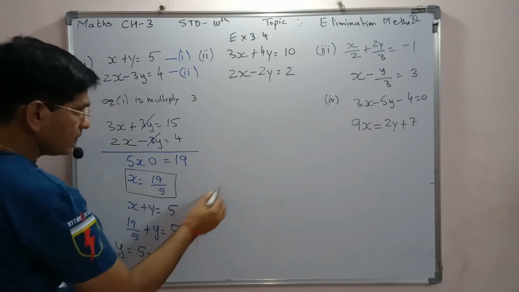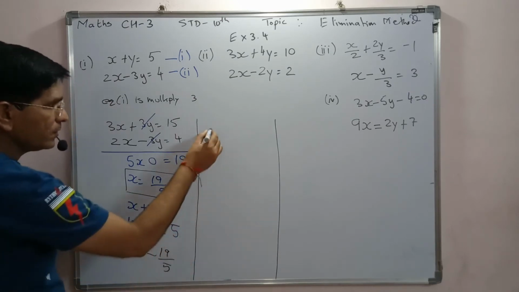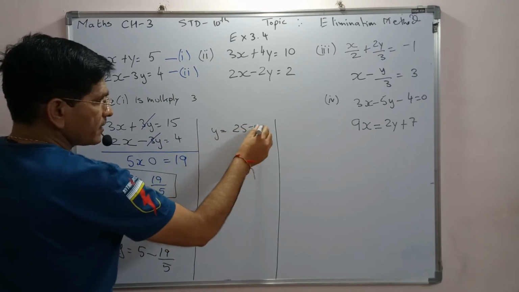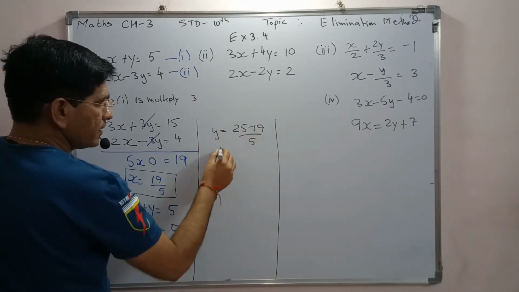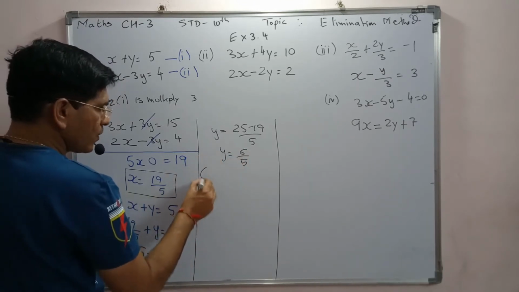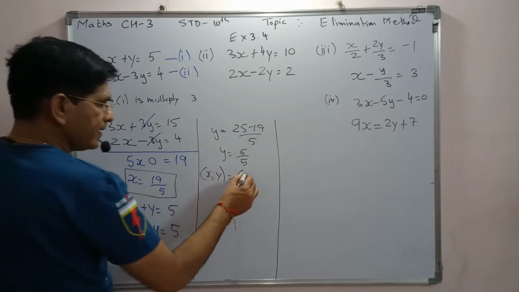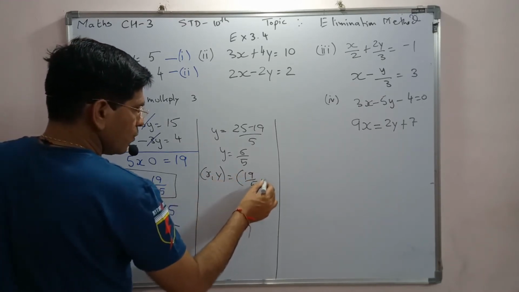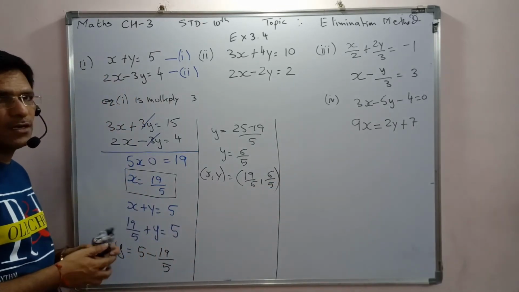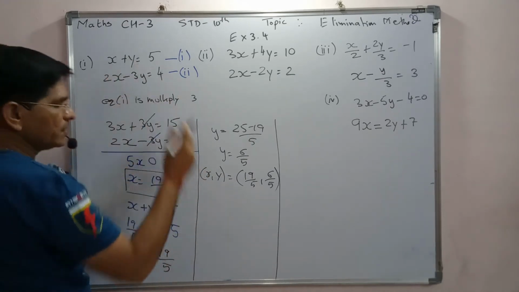To simplify this, 5 is 25 minus 19. Therefore y is equal to 25 minus 19 by 5, that is y is equal to 6 by 5. So the x comma y solution is 19 upon 5 comma 6 upon 5. That is our answer. Now we can verify by putting the values in the equation.